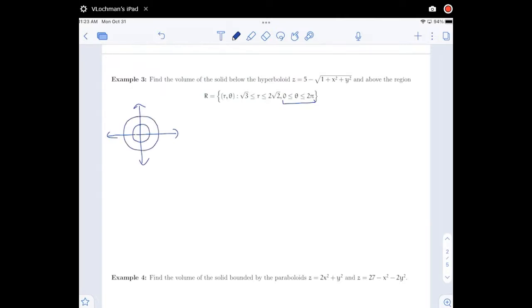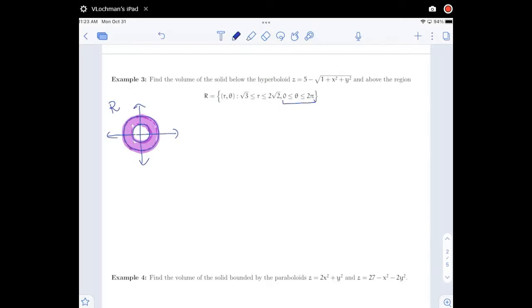So that's my region of integration. As soon as you sketch your region of integration and it looks something like this, that is a great indicator saying, yeah, we're going to convert everything in terms of r and theta.